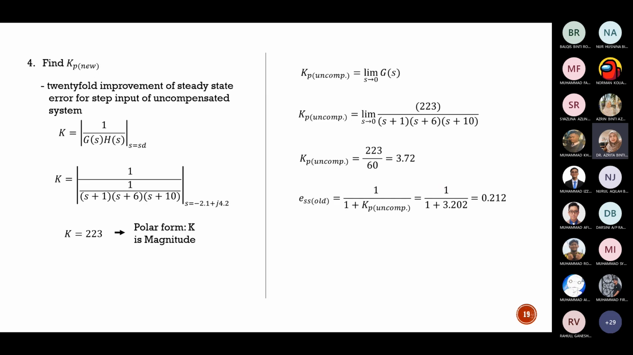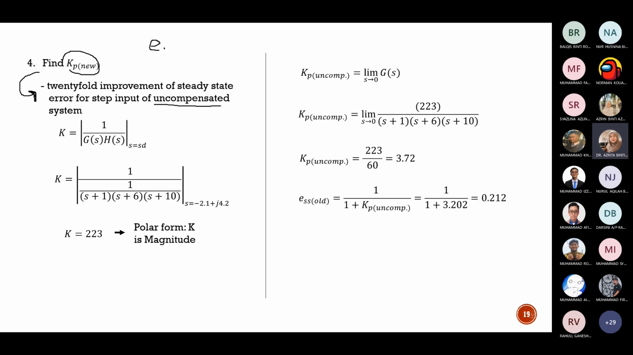Okay. Next, we need to find the KP new. So how to find the KP new based on the design requirement? Please remember, to find the KP new we always refer to the design requirement: 20-fold improvement of the steady state error for step input of the uncompensated system.